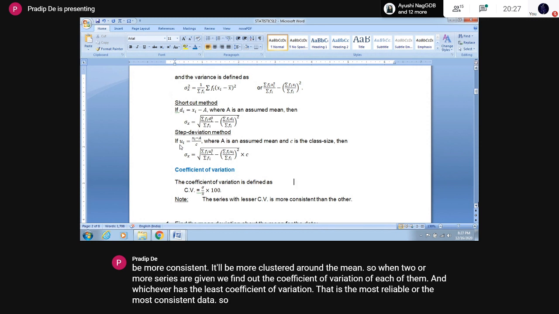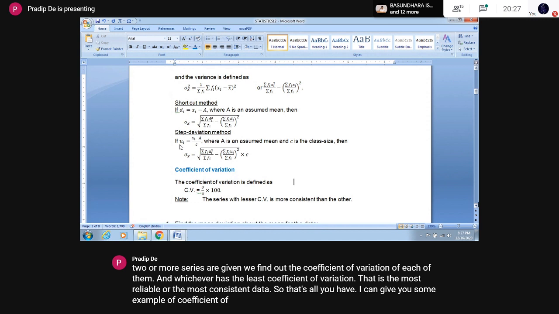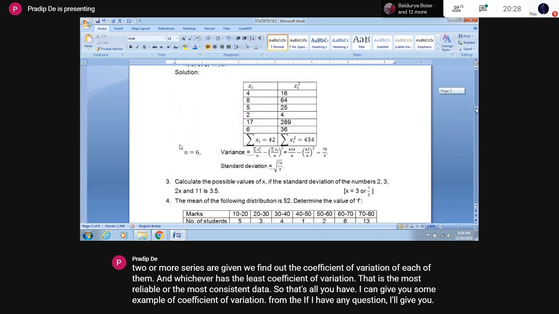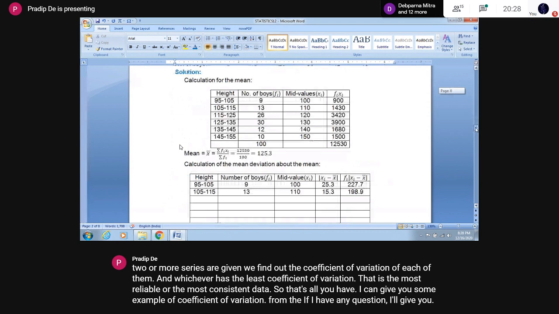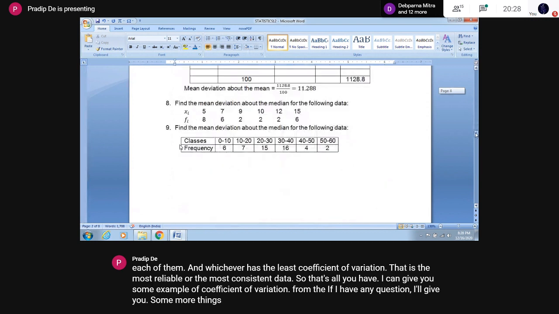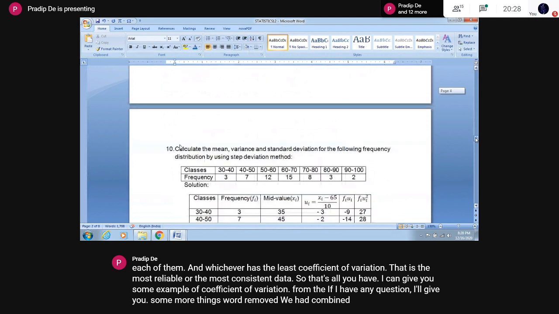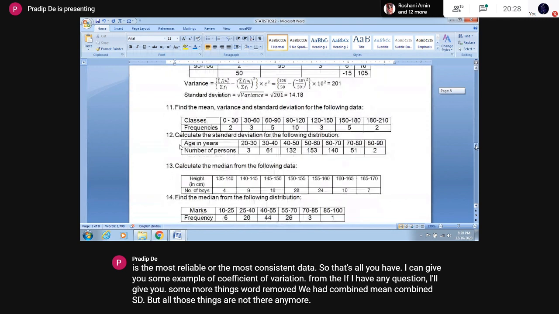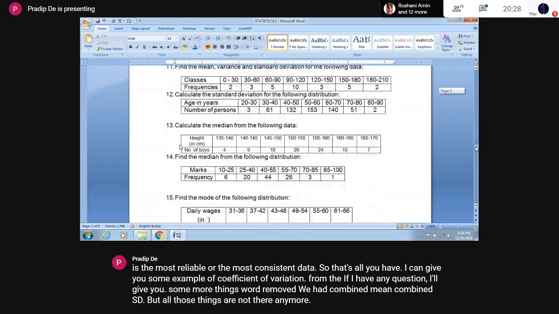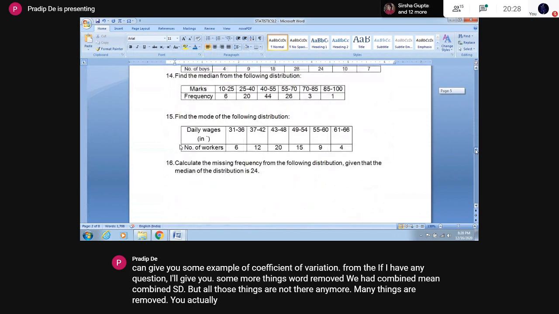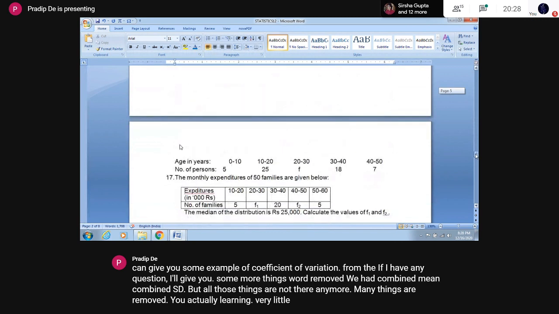So that's all you have. I can give you some example of coefficient of variation from the book. If I have any question, I'll give you. Some more things were removed. We had combined mean, combined SD, but all those things are not there anymore. Many things are removed. You are actually learning very little this year.